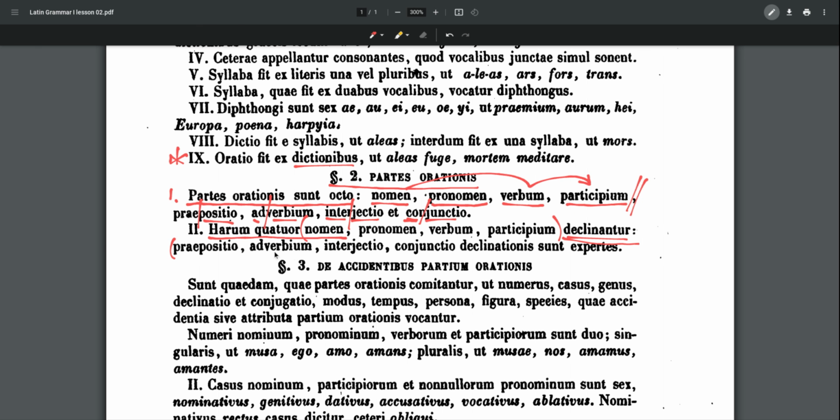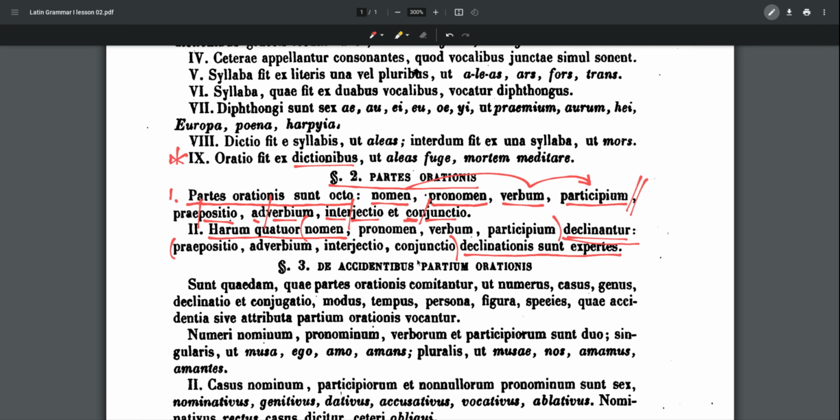The other 4 parts of speech, prepositio, adverbium, interjectio, and conjunctio, declinationis sunt expertes. Of these, 4 are declined. Preposition, adverb, interjection, and conjunction of declension are free. Expertes means free. So these 4 are free of declension, or are free from declension. That means they have no declension.